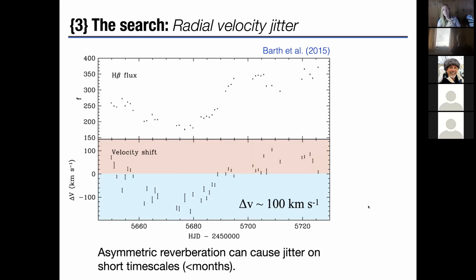And so in this picture, you can see that this jitter, this velocity shift, is clearly related to the change in the flux. And what's happening here is that when the continuum goes up or down, the line responds to it, but it does it asymmetrically. And so one side will respond and then the other, and you get sort of little jitters in the velocity centroid of the line because of this asymmetric reverberation. And this happens then on timescales related to the reverberation process, which is weeks to months. So there are some sources of jitter that are known.